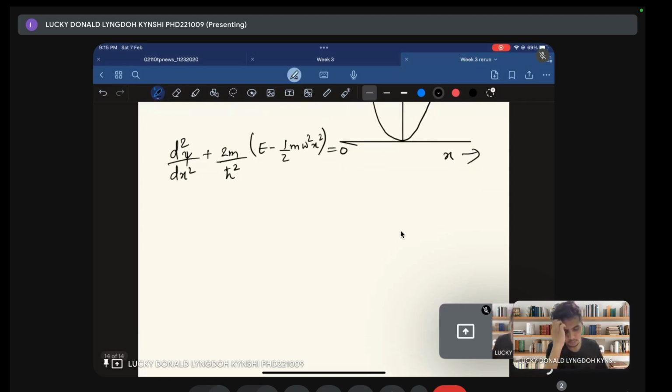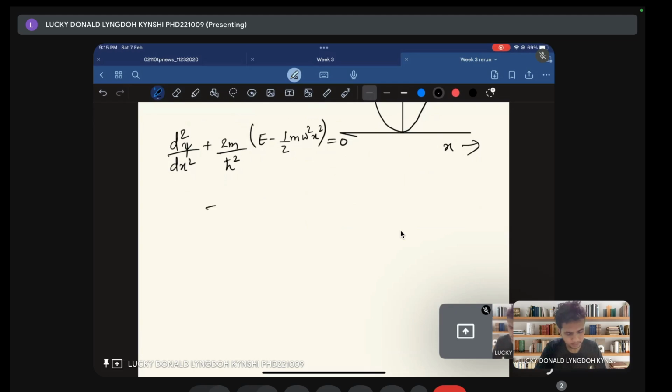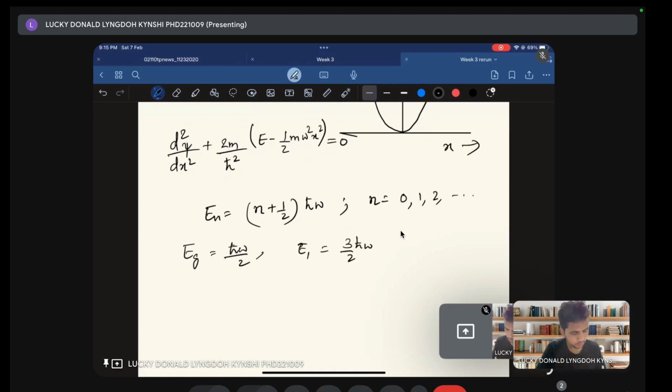And if you solve this, you will get the energy eigenvalues En equal to n plus half, h cross omega, where n equals 0, 1, 2, and so on. To find the ground state energy, we put n equal to 0 and have h cross omega by 2. For the first excited state, we put n equal to 1 and get 3 by 2 h cross omega, and so on. So these are the energy eigenvalues of a harmonic oscillator.